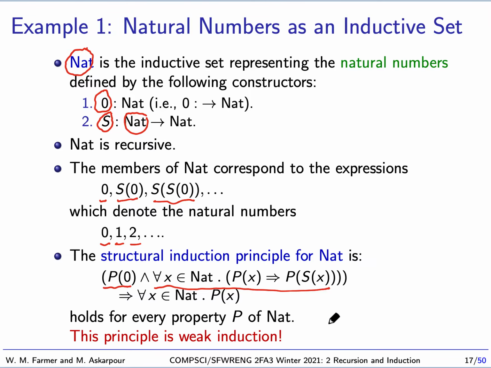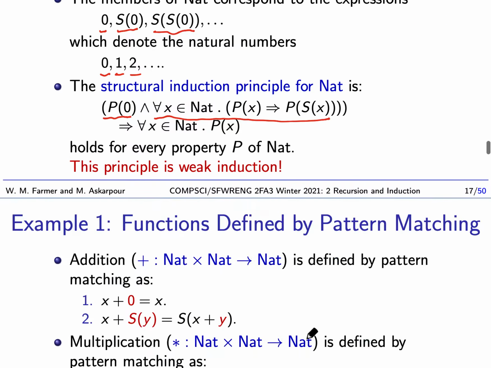This is the structural induction principle for NAT. And the amazing thing is, this principle is weak induction. So weak induction is the structural induction principle for the natural numbers when we have these two constructors.